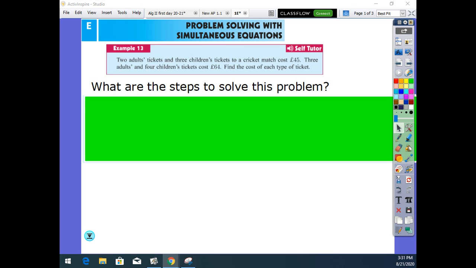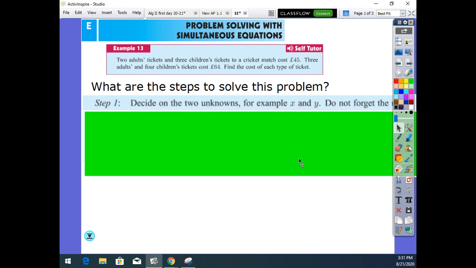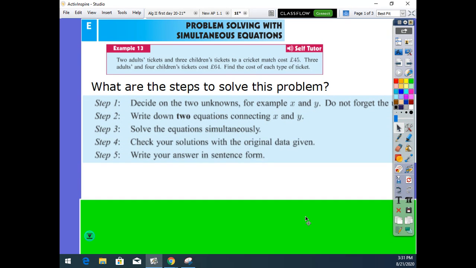Our last chapter 1 section is over word problems. So don't freak out. These are pretty straightforward. All word problems will follow this same type of situation. What you might want to do is look at your book. There's actually 5 steps that you should copy in this part of it.